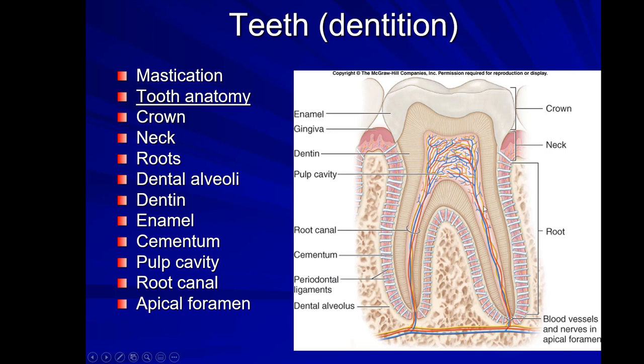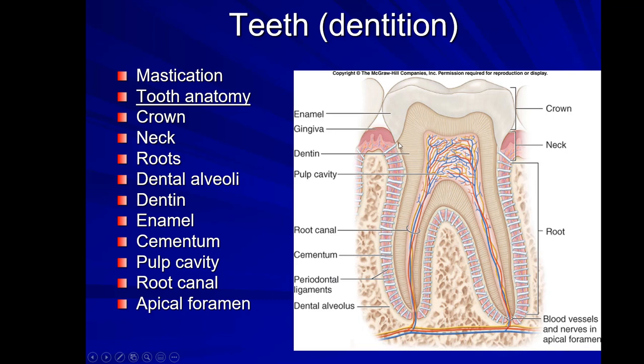The teeth fit into little sockets called dental alveoli. You may remember that from when we talked about the cranial bones. The inside of the tooth is formed by this substance called dentin. Dentin, this yellowish substance, forms the inside of the tooth. The crown of the tooth is actually covered by a substance called enamel. Enamel is the hardest substance in the human body. So enamel on the crown of the tooth, dentin in the middle.